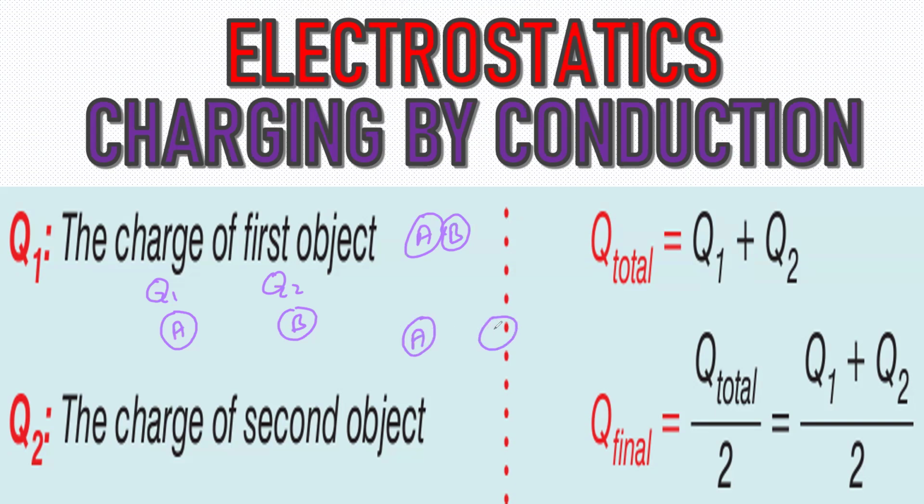After touching and separating, both of them get the same final charge, Q final, and then they repel each other. Initially they attract or repel depending on what charges they have, but after touching they repel because they have the same charge. How do we get this charge? You add the charges, Q1 plus Q2, and divide by 2. Examples coming now. Charging by conduction, just like this: add charges and divide by 2.